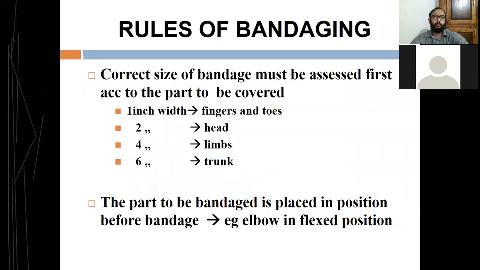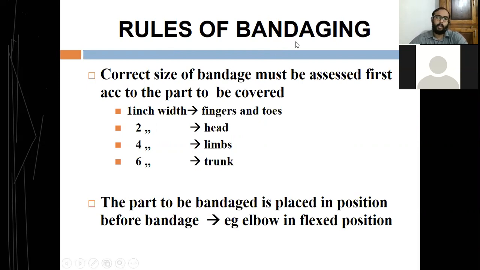Coming to the rules of bandaging, this is important. Why? Because if we do a bandage knowing these particular rules, then that bandage will be very effective. If we do a bandage without knowing these rules, some bandages may be effective, others may not. So these rules of bandaging are very important.